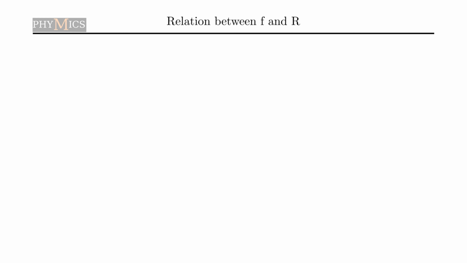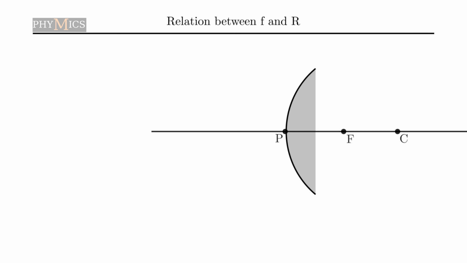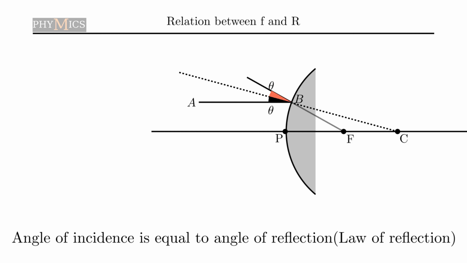Now moving on to the case of convex mirror. Let's see the first method. Consider a convex mirror with center of curvature C, focus at F and pole at P. Draw a normal on the mirror which passes through the center of curvature C. Note that for convex mirror, center of curvature lies behind the mirror. A ray AB parallel to the principal axis is incident on the mirror which reflects and appears to be coming from the focus F. The angle of incidence is equal to angle of reflection in accordance with the laws of reflection. Let these angles be theta.